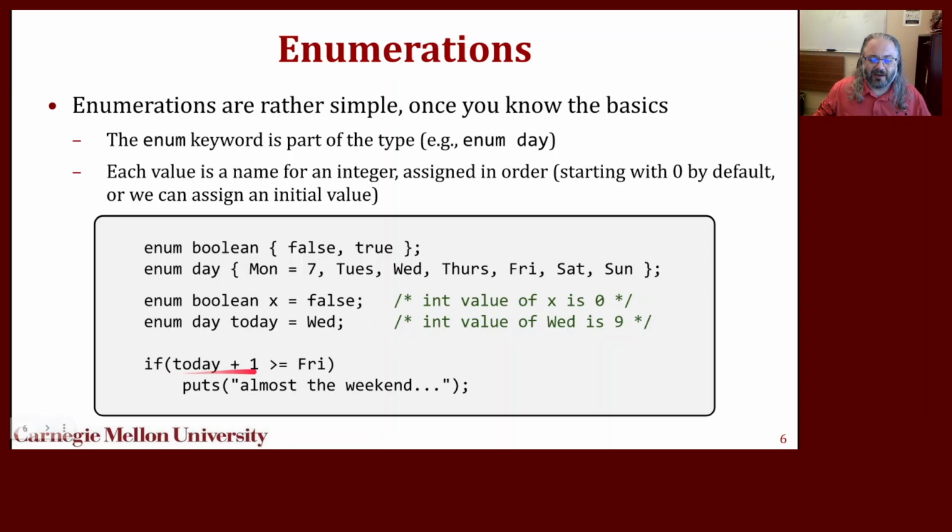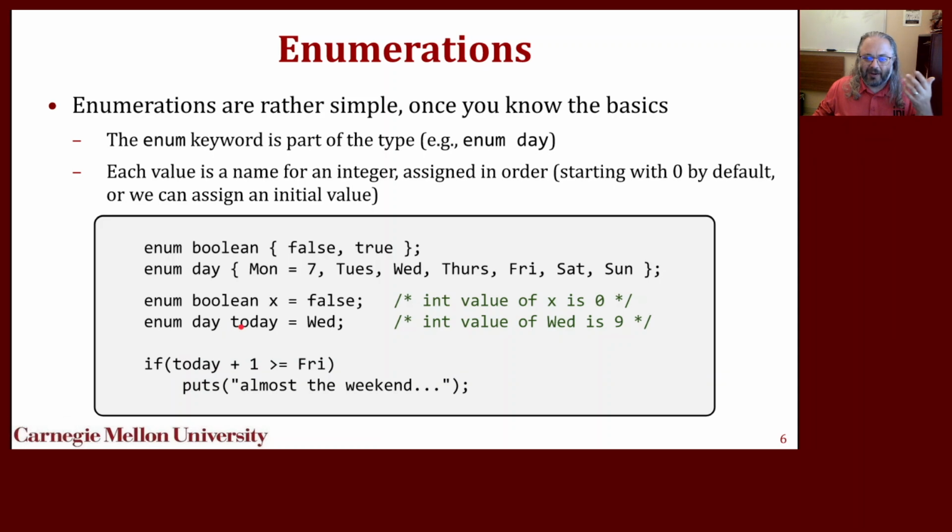And I can do things like conditional logic, like if today plus 1 is greater than or equal to Friday. Well, if we really think about this, today plus 1 being greater than or equal to Friday, Monday is 7, Tuesday is 8, Wednesday is 9, Thursday is 10, Friday is 11, so on, so on. The only days that are greater than or equal to Friday are Friday, Saturday, and Sunday. So if today plus 1 is at least Friday, that means today is at least Thursday, that means it's almost the weekend. So I can think through this logically in terms of days of the week.